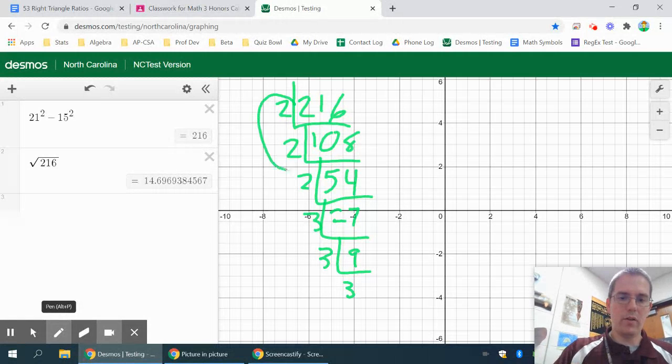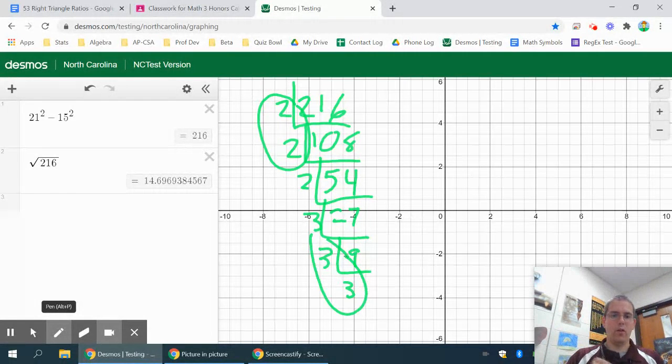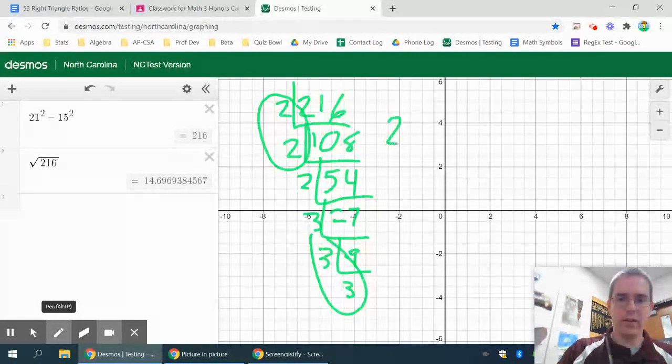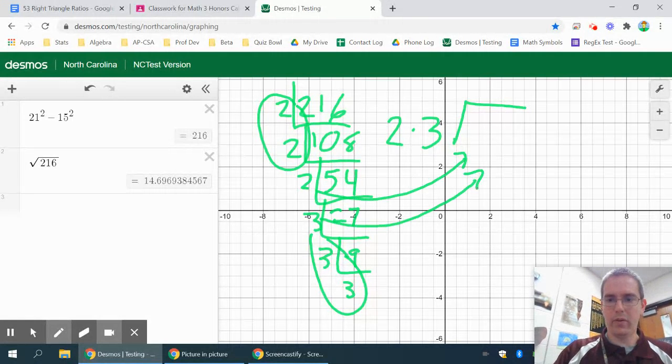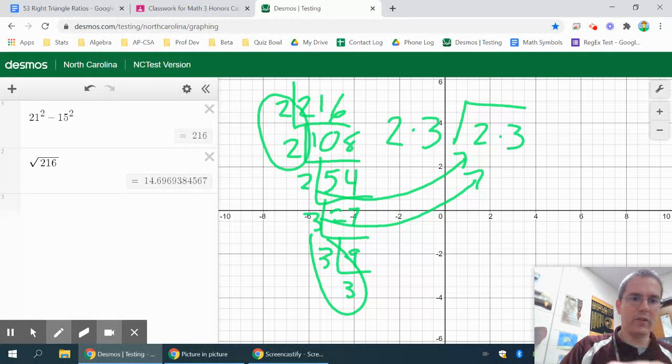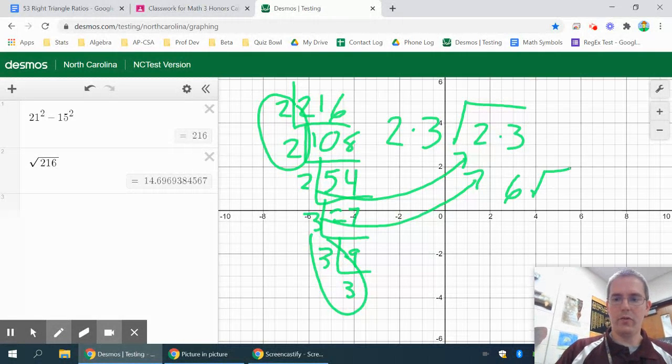And then you have a pair of 2's and a pair of 3's. From your pair of 2's, you're going to have one 2 that comes outside. From your pair of 3's, you'll have a 3 that comes outside. And then from these two numbers here, you have a 2 and a 3 that didn't pair up, so they stay inside. So you end up with 6 square root of 6. So the best way to answer this is 6 root 6.